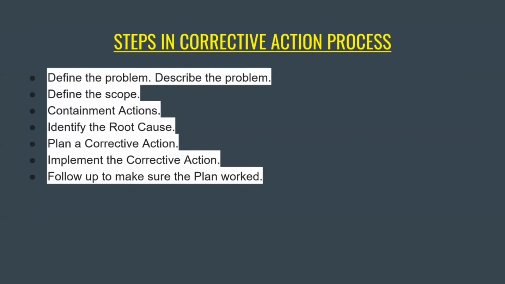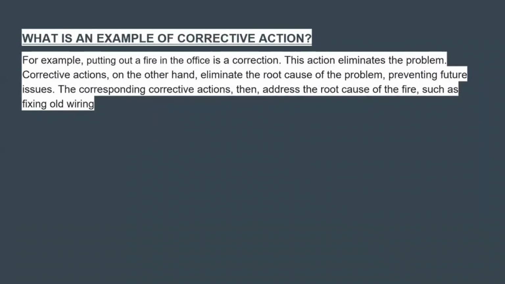The fourth step is to identify the root cause. This is a major step. Identify the major root cause for the failure or the problem that happened in previous attempts. The next step is to plan a corrective action, then implement the corrective action, and afterward follow up to make sure that the plan worked. Corrective actions always correct the previous action.